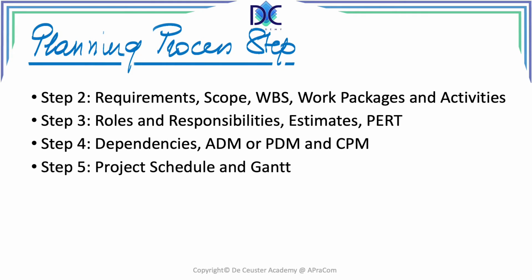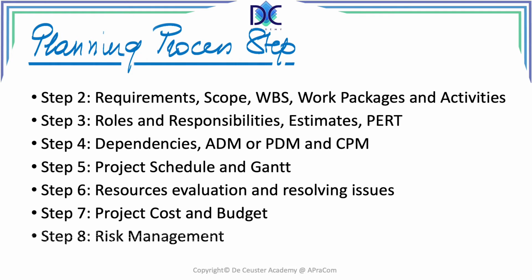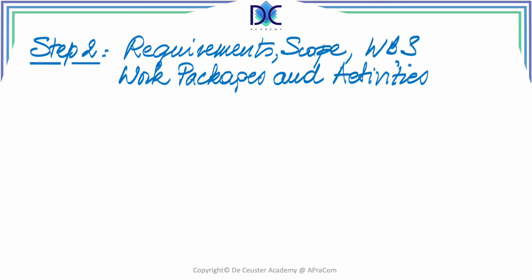Then we go to the project schedule and the Gantt chart. On the Gantt chart we add the resources, we have an evaluation of the resources, and we resolve possible issues. Step 7 is about project cost and budget, and we finish the planning step with risk management. Risk management is very important when we are looking at projects because we have a lot of uncertainty there. Let's have a look at step 2.